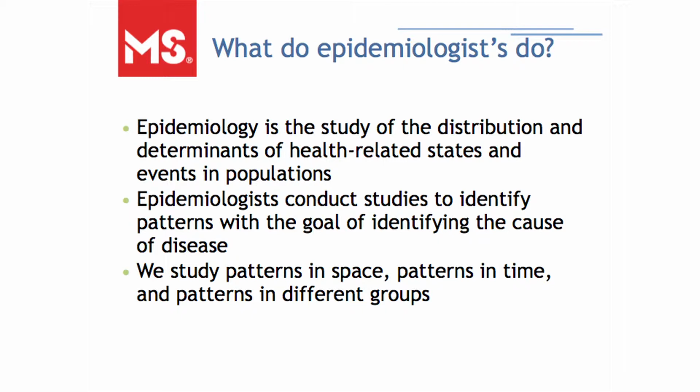And for the most part, we're not looking at the cellular level. We actually interact with what I call an intact human being. We ask people information about themselves. So we do a lot of work with interviews and questionnaires to get information from people. And we study patterns in space, as I mentioned. We also look at patterns in time. If there's been a change in the frequency of a disease over time, what does that mean? How could that happen? And also looking at different groups.